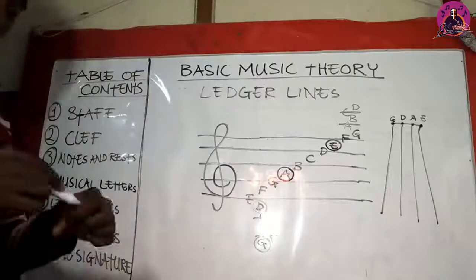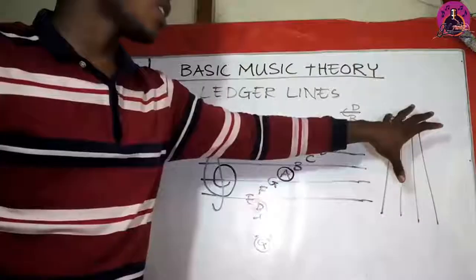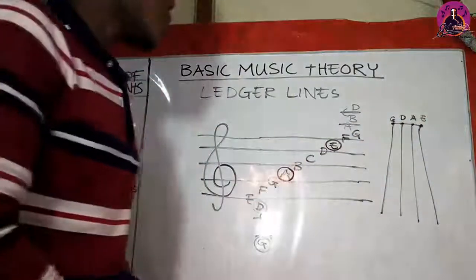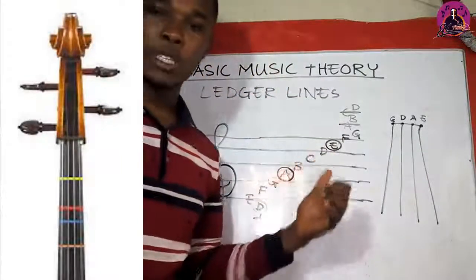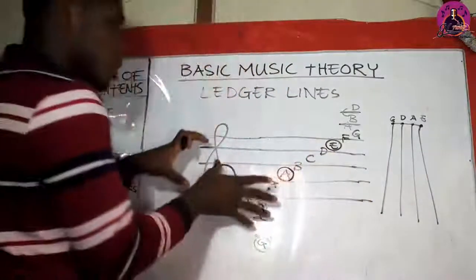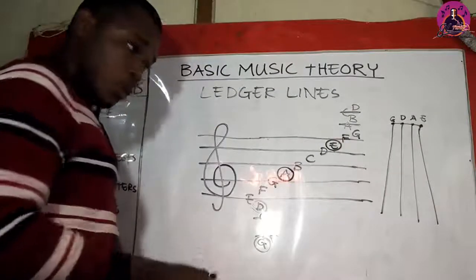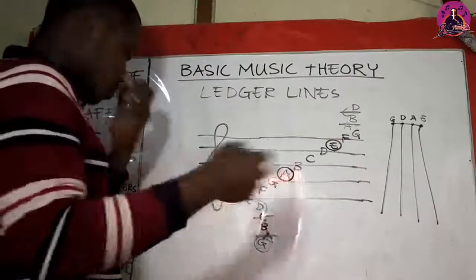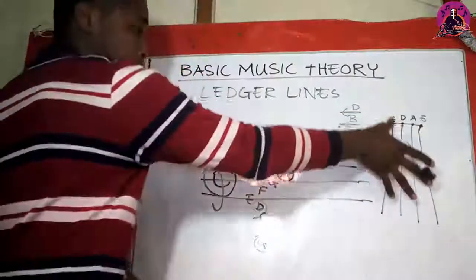Some students confuse this for the staff. This is not the staff. It's just a section of the violin. If you have the violin, this is the fingerboard area of the violin where the strings are. But this is the staff. This now can be used for any musical instrument, the trumpet, the flute, and the rest of them. But this one is just a section of the violin I magnified with these points.